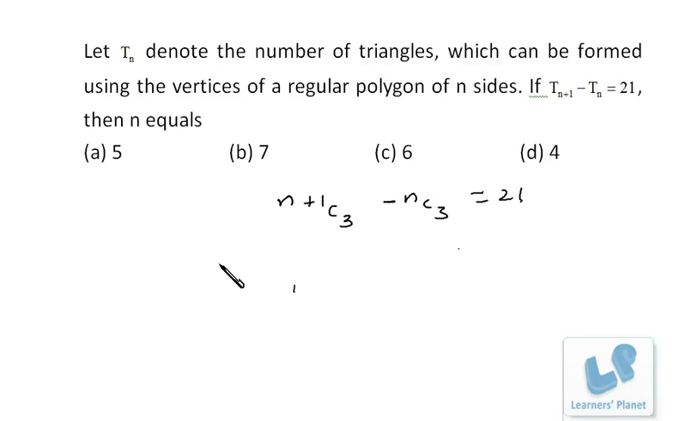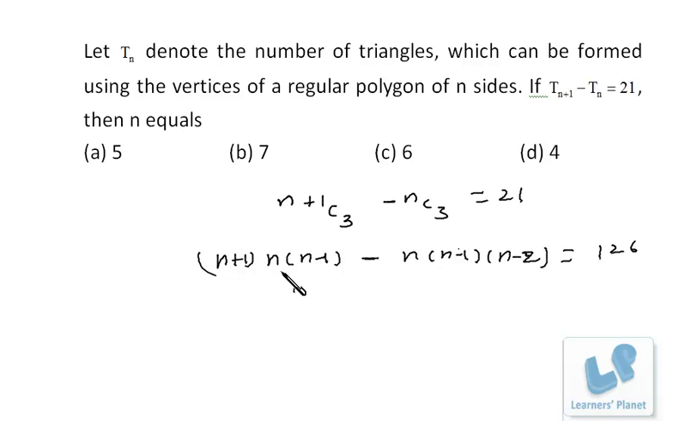First of all, n plus 1 C3 is what? (n plus 1) n (n minus 1) divided by 6, that is 3 factorial, minus n (n minus 1)(n minus 2) divided by 6. Whatever I'm getting in the denominator will be multiplied to this 21, and that will give 126, right? Now we can take n (n minus 1) as common. Inside that is n plus 1 minus n plus 2, so it's 3, and that is 126.